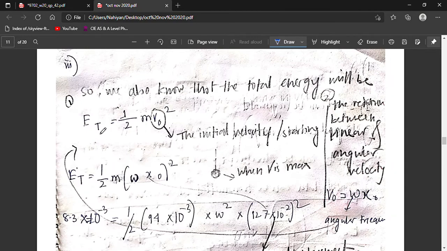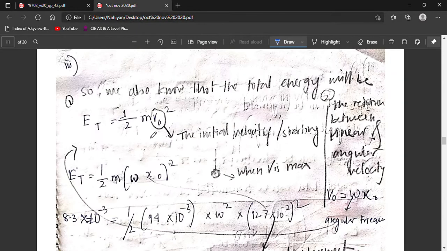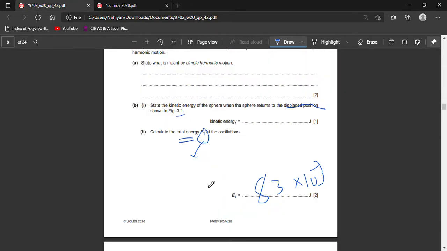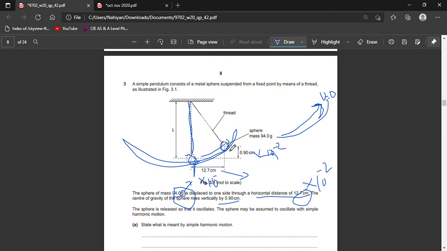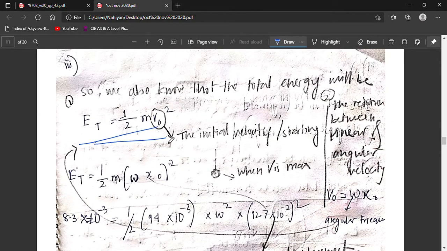This is the initial. We know that the total energy during the oscillation is half mv squared, and the v here you should take as the initial velocity, the starting velocity, because at the top the v is 0 and there is no kinetic energy. If you have to work with kinetic energy, we have to take the v naught here. So the first one is this, and the second one is this.